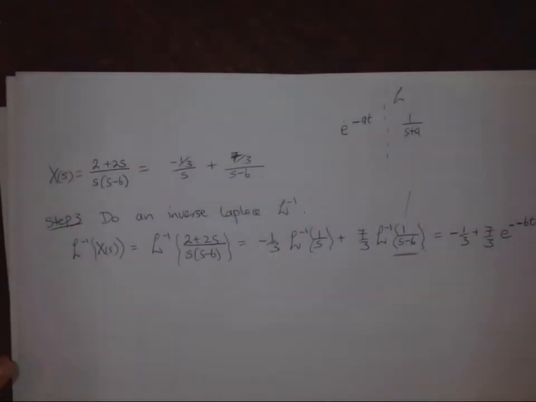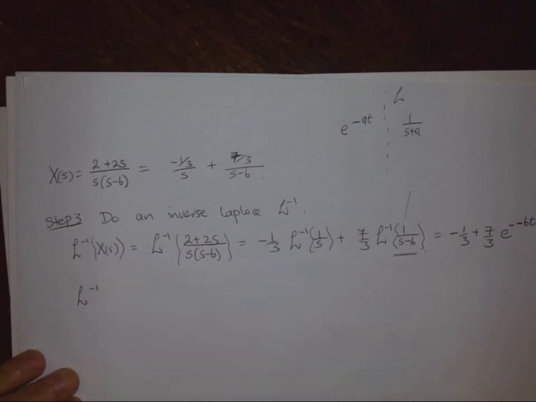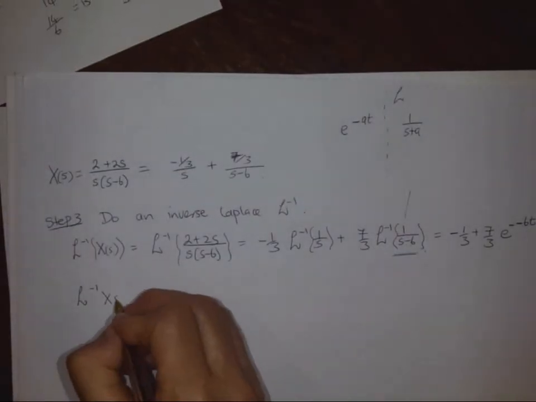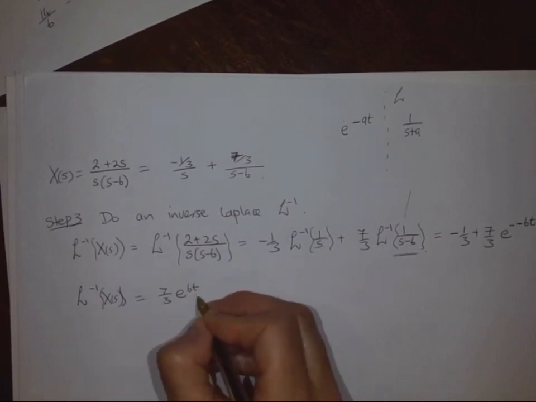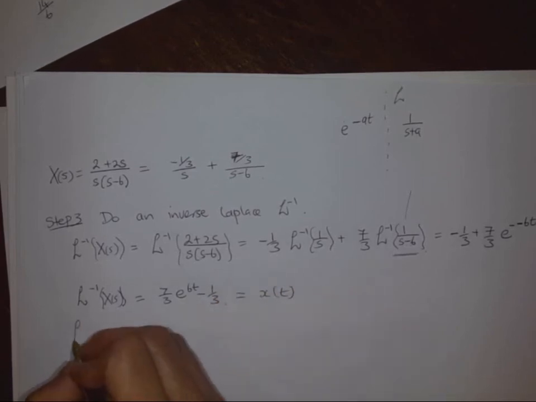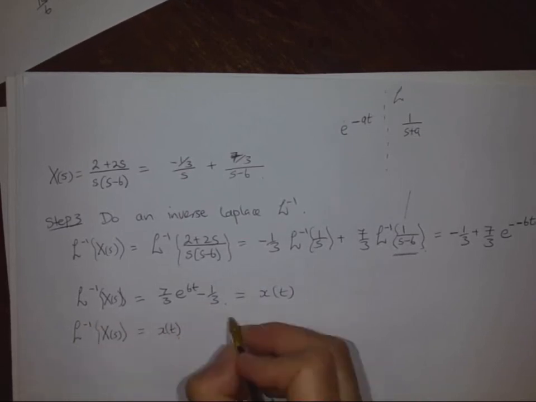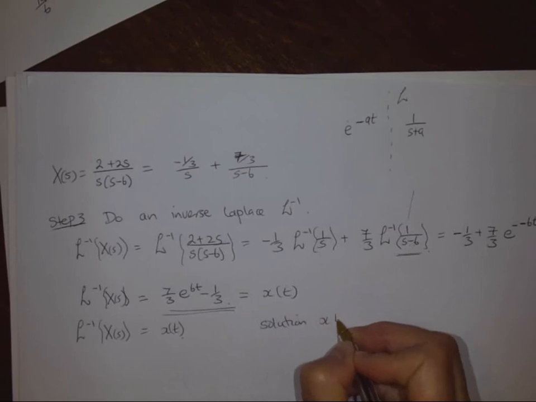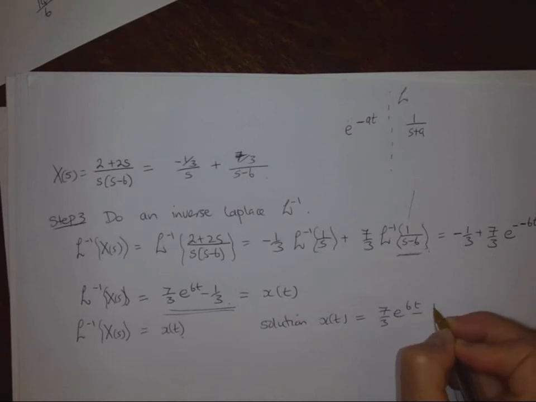Minus minus becomes a plus. So we now have that the inverse Laplace of X of s, the original question, is equal to 7 over 3 e to the 6t minus 1/3. That is actually now x of t, because when you do the inverse Laplace of X of s, you get x of t. So this is the solution. x of t is equal to 7 over 3 e to the 6t minus 1/3.